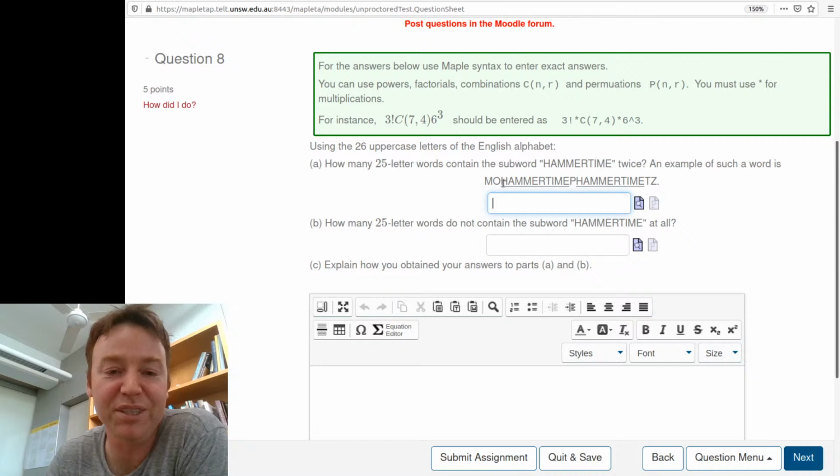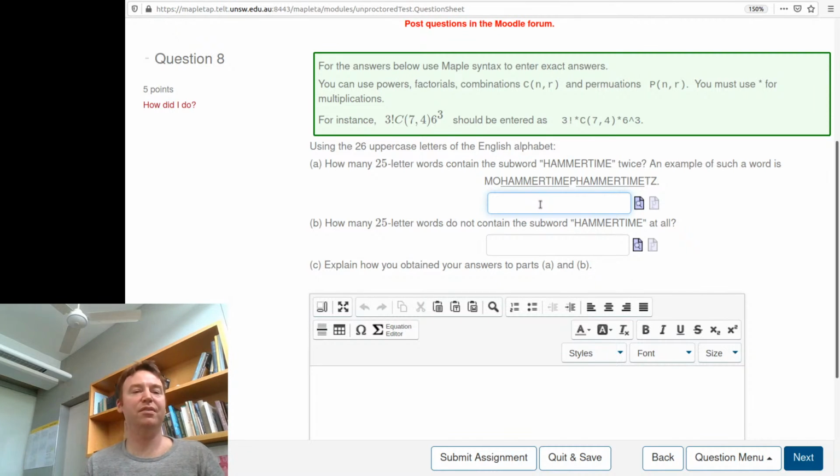So we got 10 characters in hammer time. 1, 2, 3, 4. Let's make sure. 1, 2, 3, 4, 5, 6, 7, 8, 9, 10. So treat that as a special character. How many 25-letter words contain the word hammer time twice? Well, treat hammer time as like a special letter. Let's call it K. Well, let's call it Aleph. First non-uppercase letter that comes to mind. Let's call it Aleph. So hammer time is a special character, and it has to occur twice in our word.